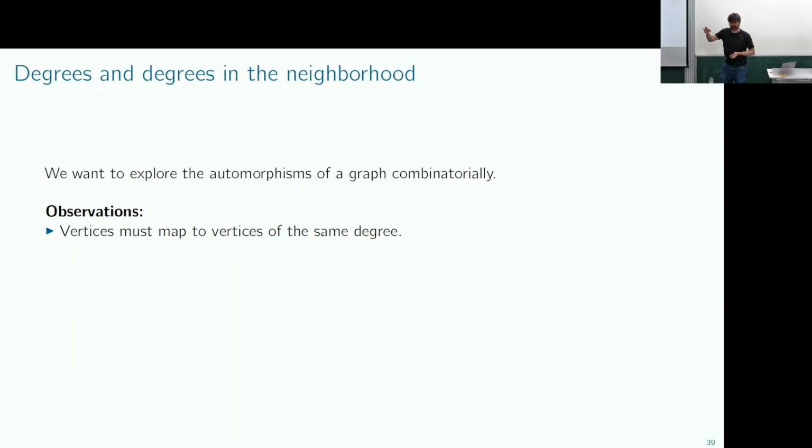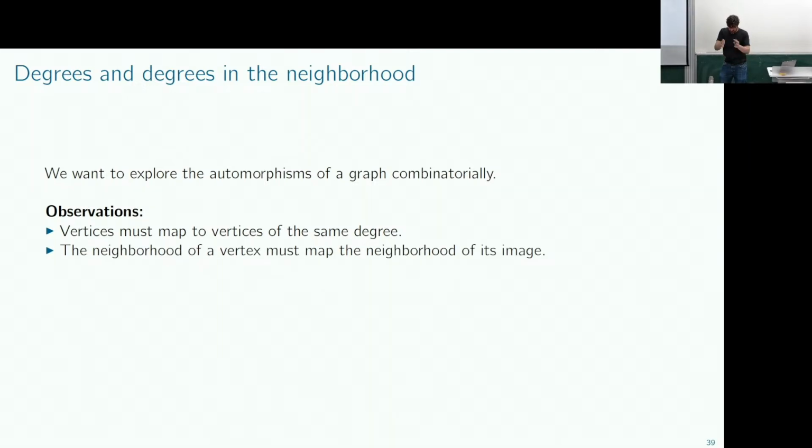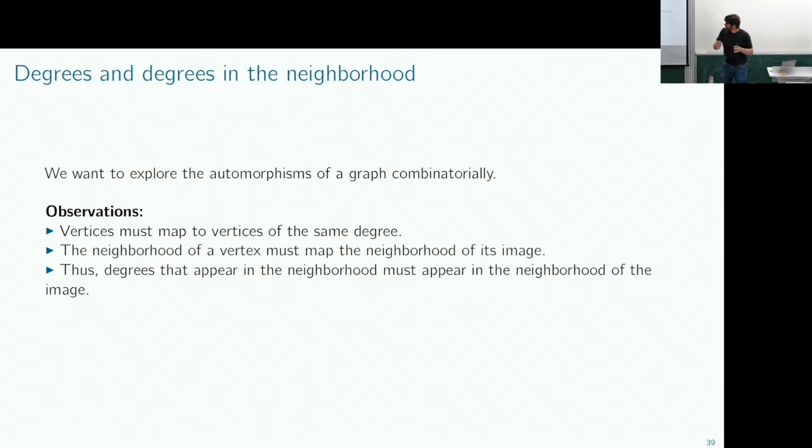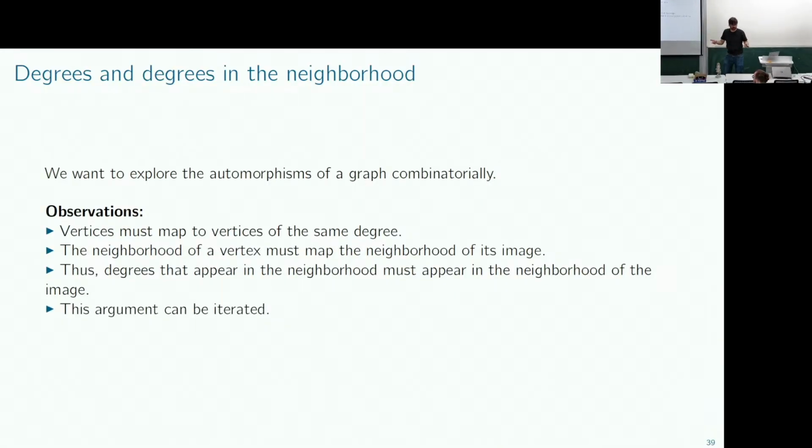But on top of that, if I map a degree 3 vertex to a degree 3 vertex, its neighborhood would be mapped to its neighborhood. So the neighborhood of a vertex is mapped to the neighborhood of its image, and that means that the degrees that appear in the neighborhood of a vertex will be the degrees that appear in the neighborhood of its image, with the right multiplicity and so forth. Now this can be iterated, and there's an automated way of doing that, and it's called color refinement. I'm not really going to define that.